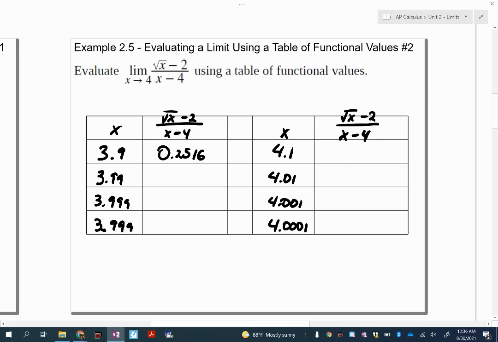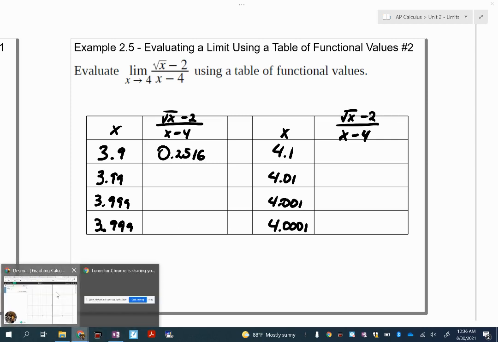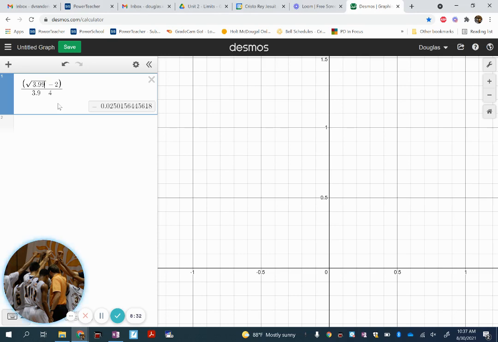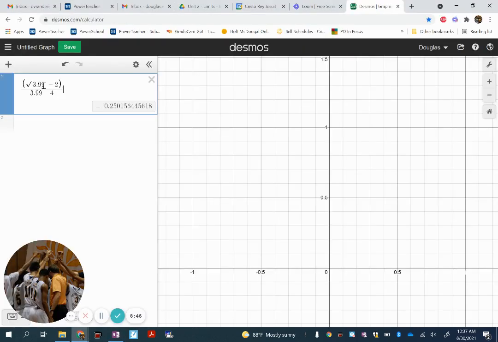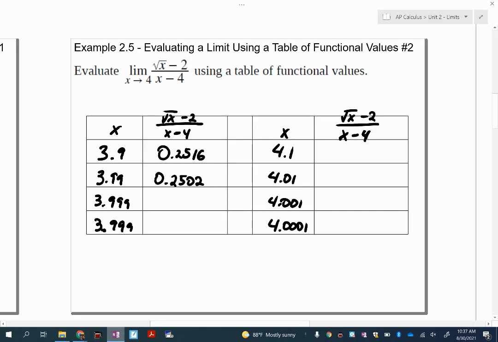Okay, let's see what happens when we plug in a number closer to 4, 3.99. Again, just to save time, I'm going to type it in here. 0.2502. Okay, I think you probably know where we're heading here. Another couple of 9s. 0.2500. What happens with that last one? Also 0.2500. So what we're approaching, right, as we get closer and closer to 4, is we're approaching 0.25.